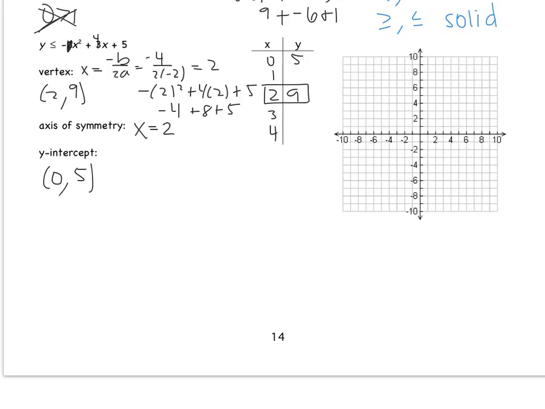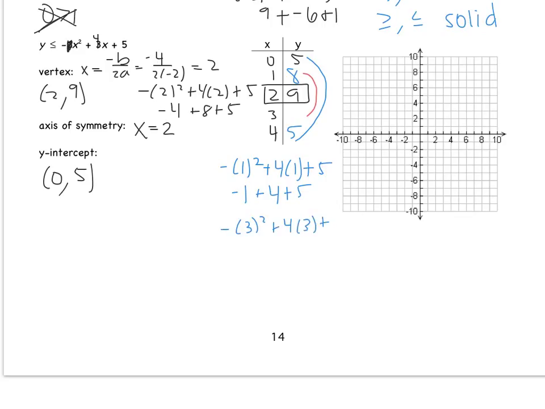Okay, at this point, I know that these are going to be symmetric, so I know it's going to be 4, 5. And I know that 1 and 3 are going to be the same value. I'm going to substitute both 1 and 3 in just to check my answer, just to make sure that I get the same value. When I substitute 1 in, I get negative 1 squared plus 4 times 1 plus 5. This is negative 1 plus 4 plus 5, which is 8. I should get the same thing when I substitute 3 in. This becomes negative 9, add 12, add 5, which is 3, add 5, which is 8.